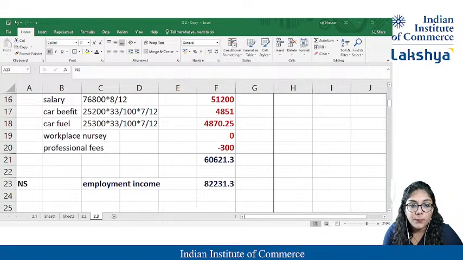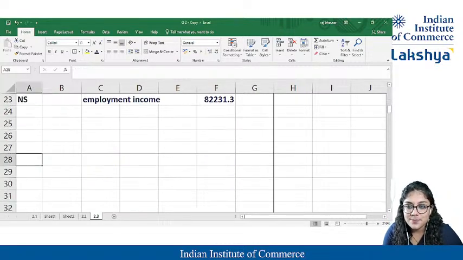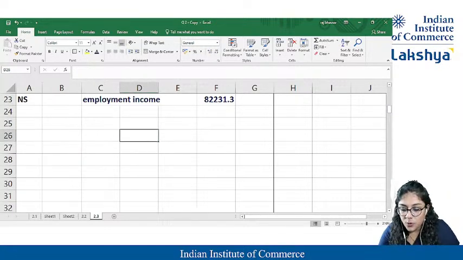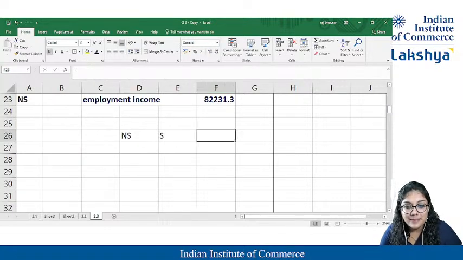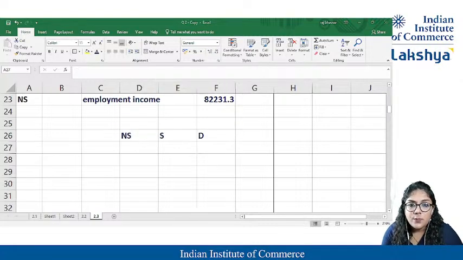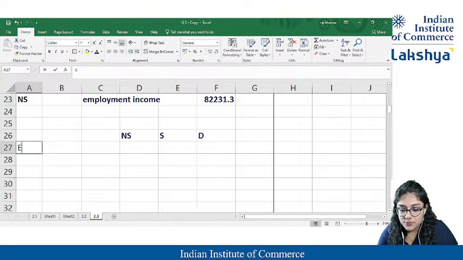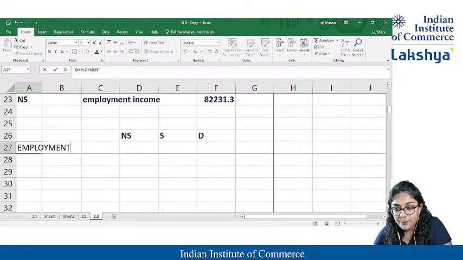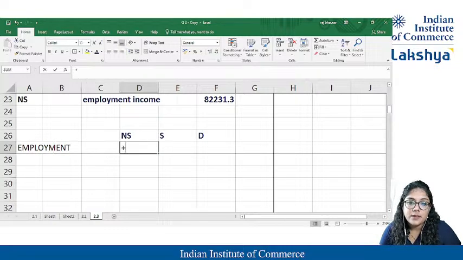Now you know how I am going to present the answer. I'll write like this: non-saving income, saving income and dividend income. We have to bifurcate into all these three: saving income, non-saving income and dividend income. So the first thing, what am I getting for non-saving income? My employment income was this.